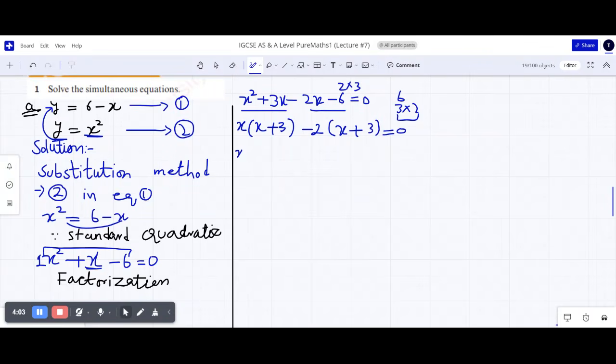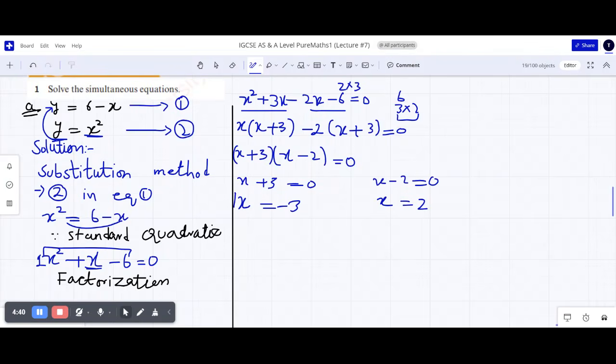Then further I will again take the common factor. x plus 3 is common in both terms. So now when x plus 3 is common, only x minus 2 is left, equals 0. Then I will set both equal to 0 separately. The second, x minus 2, equals 0. So here x would be equal to negative 3, the sign will change. And here x equals positive 2. We got the values of x here.